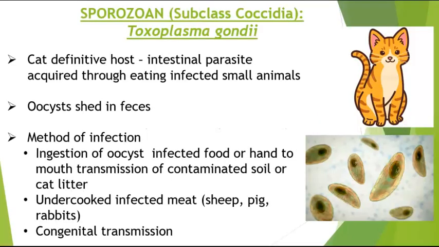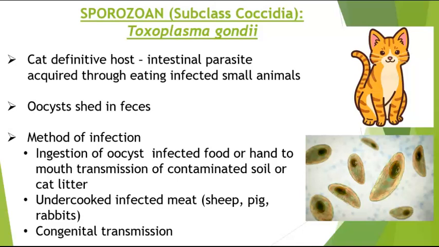So the first sporozoan in the subclass Coccidia that we're going to talk about is Toxoplasma gondii. The cat is the definitive host. This is an intestinal parasite acquired through eating small animals, so the cat has usually eaten a mouse or a mole or something like that. The oocyst of the parasite is shed through the feces of the cat.